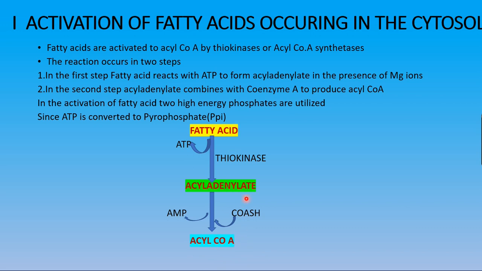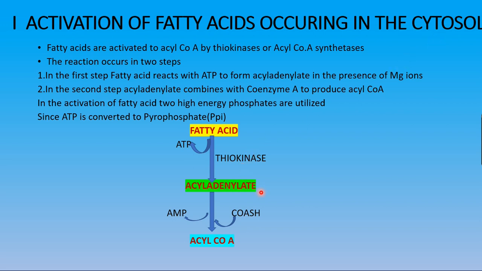In the total process of activation of fatty acid, two high energy phosphates are utilized, since ATP is converted into pyrophosphate. That means ATP is converted into ADP, and this ADP is again converted into AMP. So that's how in the activation of fatty acid, two high energy phosphates are utilized. Okay. So now our fatty acid got activated. That's why this step is called activation of fatty acids occurring in the cytosol.